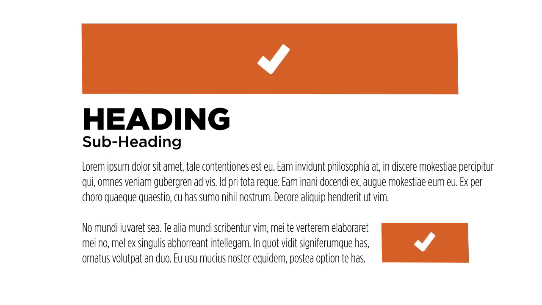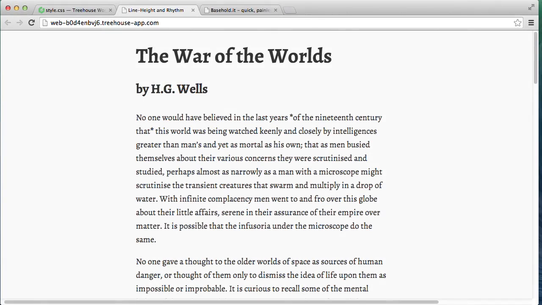That means it's okay if a heading or image breaks rhythm a bit. What's most important is your paragraph text returns to its rhythm after each element is introduced. This offers consistent, predictable line spacing as the reader scrolls through the content.